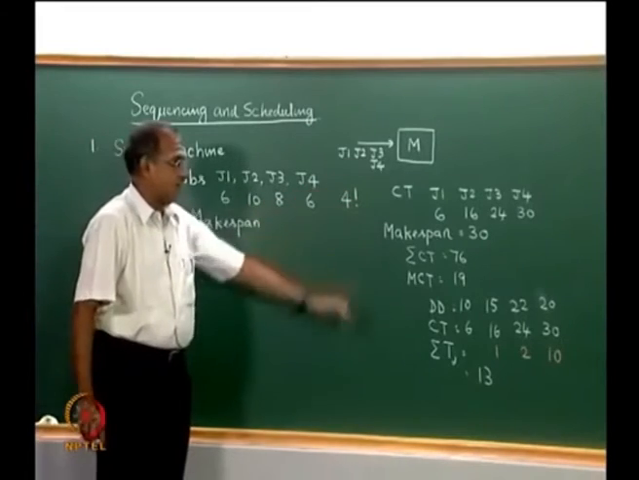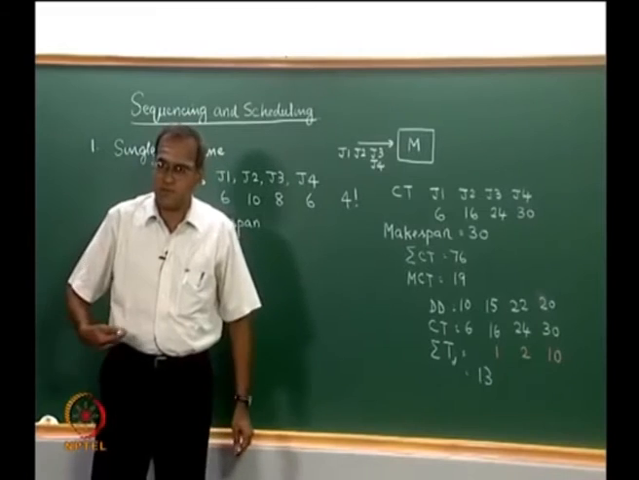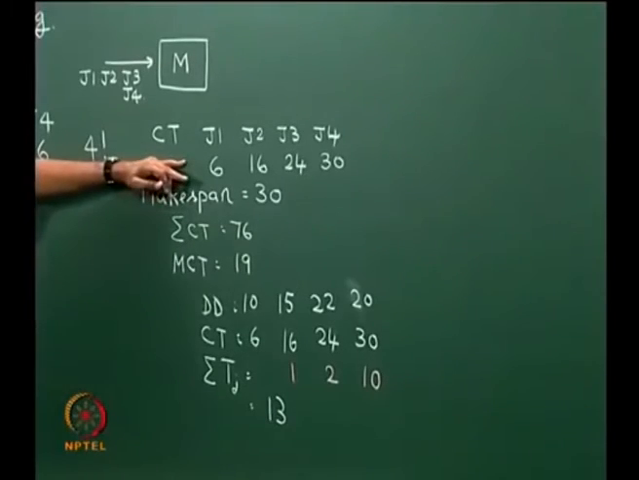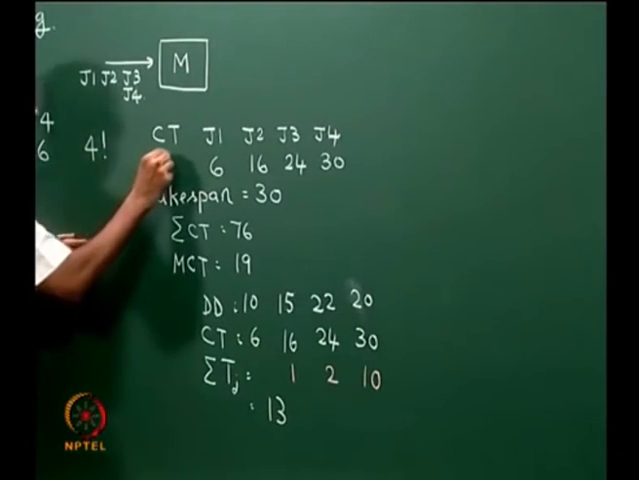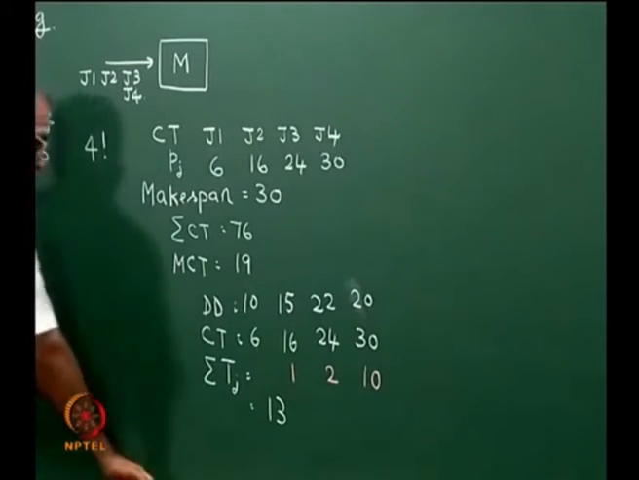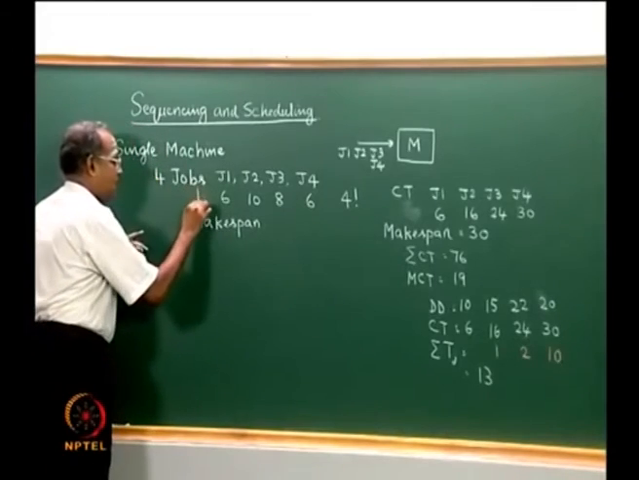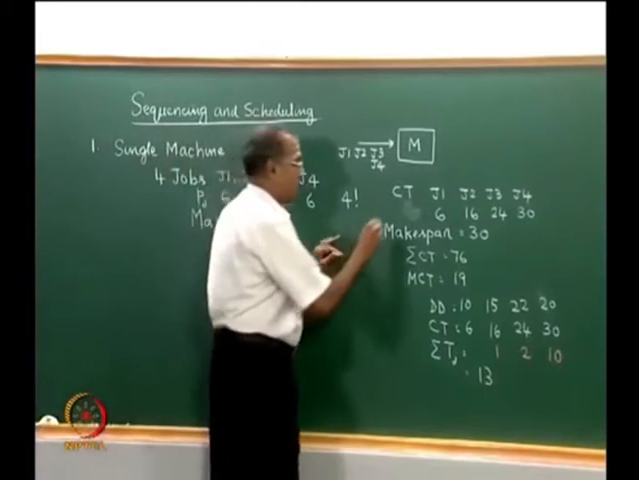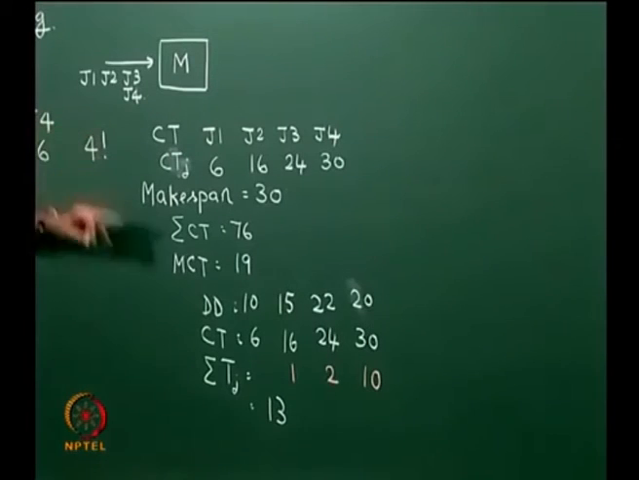So, what we have done right now is, for a given sequence, we have explained how we calculate the 3 objectives. Once the completion times are calculated, all the objectives depend on the completion time, and some of them depend on the due date. Given the processing time Pj of job j, we have now computed the completion time of job j. Once the completion times and due dates are known, we can calculate the objectives.